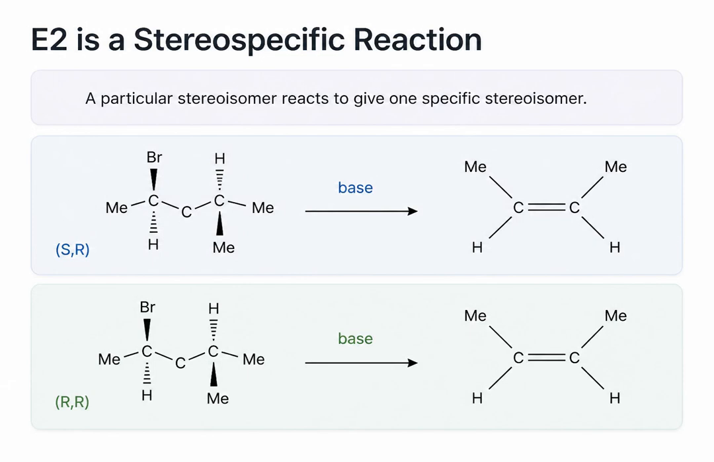Because the E2 mechanism strongly prefers the anti-coplanar geometry, it is a stereospecific reaction. This means that the stereochemistry of the starting material dictates the stereochemistry of the product. If you start with one specific diastereomer, the requirement to rotate the carbon-carbon bond into an anti-coplanar arrangement before elimination will lock the other substituents into place. As a result, one diastereomer might exclusively form a trans alkene, while the other diastereomer will exclusively form a cis alkene.